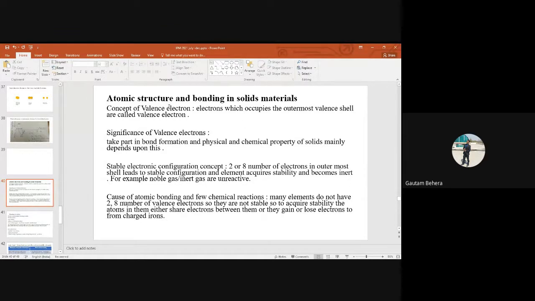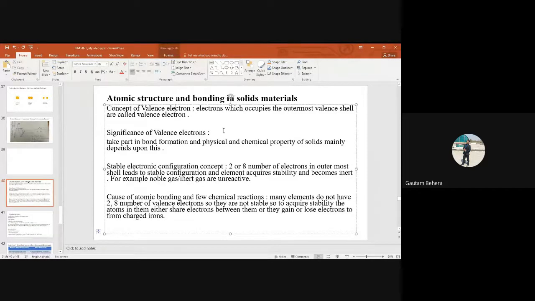Okay, fine. But I'll discuss an important concept, that is the concept of valence electron. So valence electron is very important because valence electrons are the electrons which occupy the outermost shell, the valence shell or outermost shell, you can say, right?